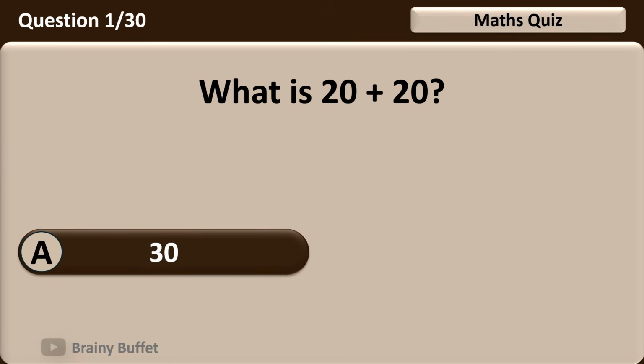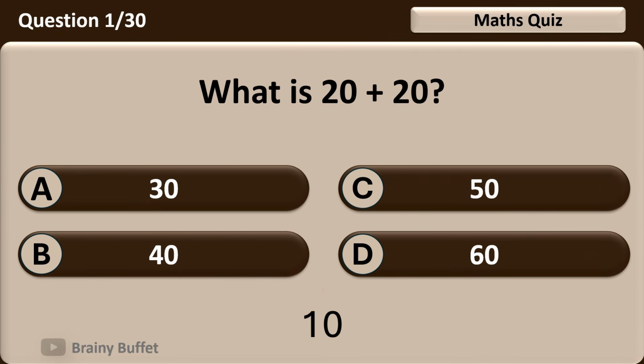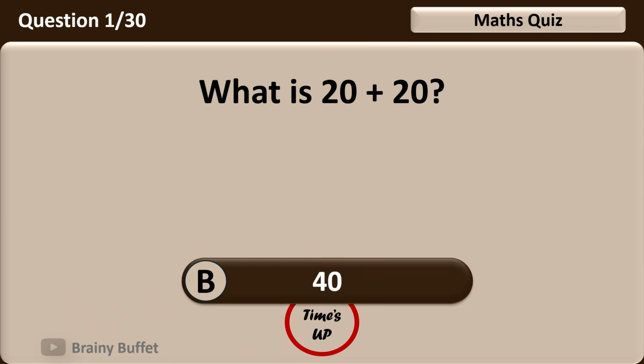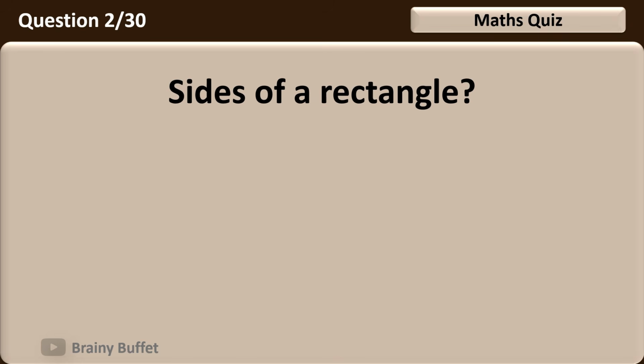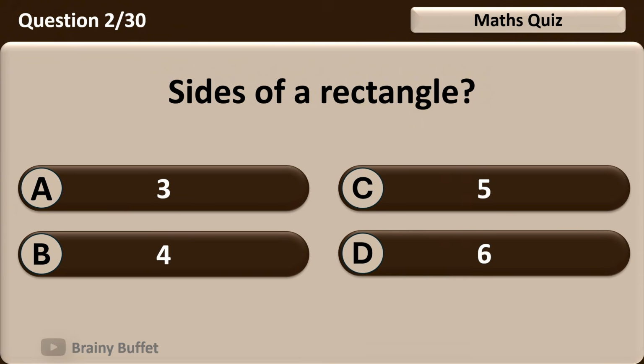So, be honest. Question 1. What is 20 plus 20? The correct answer is option B, 40. Question 2. How many sides has a rectangle?